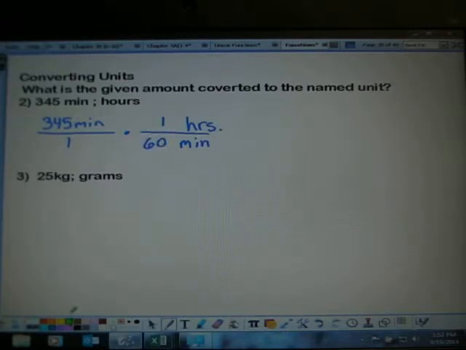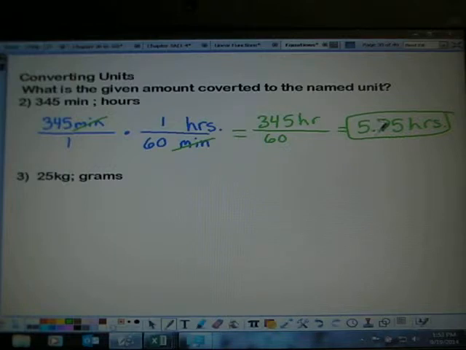Well, just like those numbers on top and bottom, they cancel out. Same as these words. Minutes and minutes cancel out. You're left with 345 hours, 60, no words here. And what you're going to do is divide those two numbers. And when you divide them, you get 5.75 hours. So 5.75 hours is the same as 345 minutes.